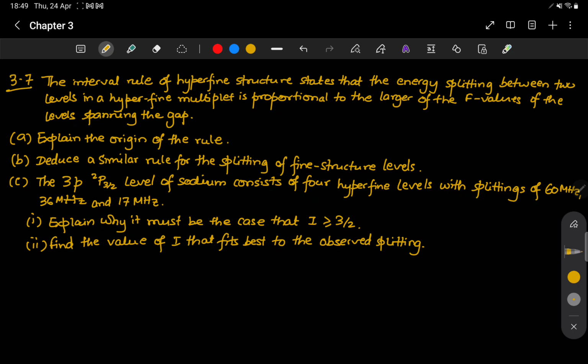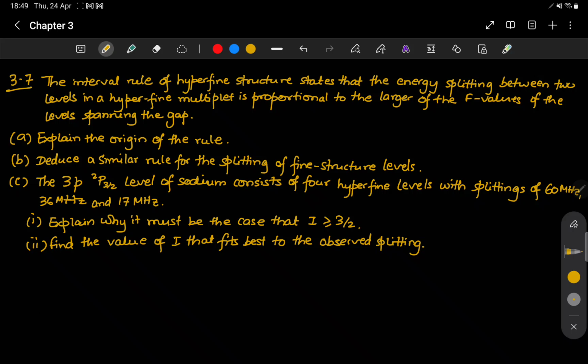And part C, the 3p 2P 3/2, this is the spectroscopic notation that we saw previously. The 3p 2P 3/2 level of sodium consists of 4 hyperfine levels with splittings of 60 megahertz, 36 megahertz and 17 megahertz. These are the splittings between the 4 hyperfine levels. And within this part C we have subparts. So essentially we have 5 total parts to this question.